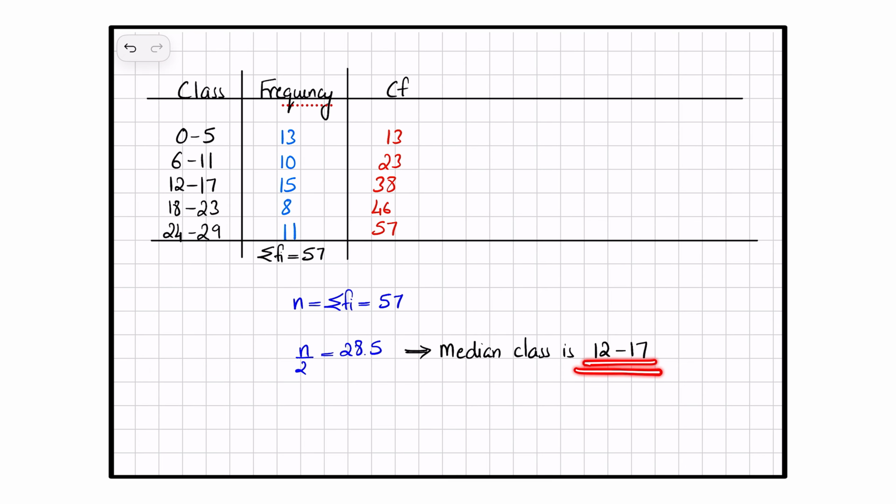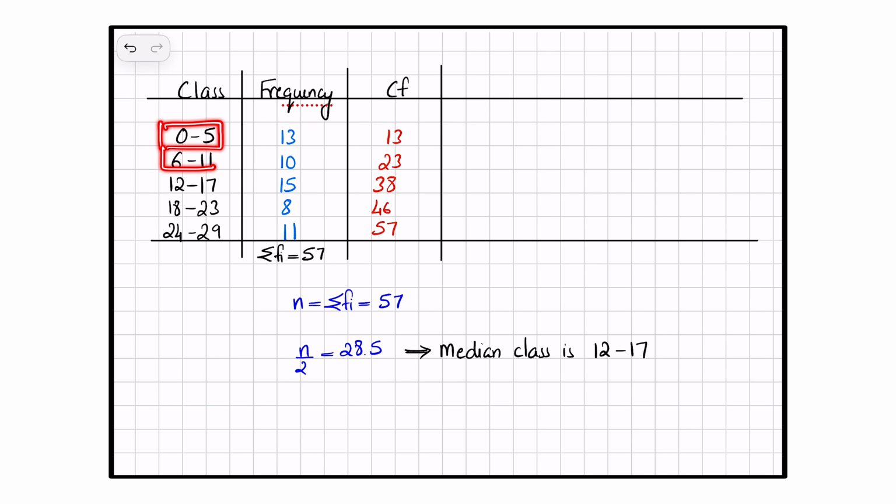So the median class is 12 to 17. So the answer will be 17. Is it so? No, the answer is not 17. Why? Because we have not re-represented these class intervals into a continuous form. So when we do that, how will it come?